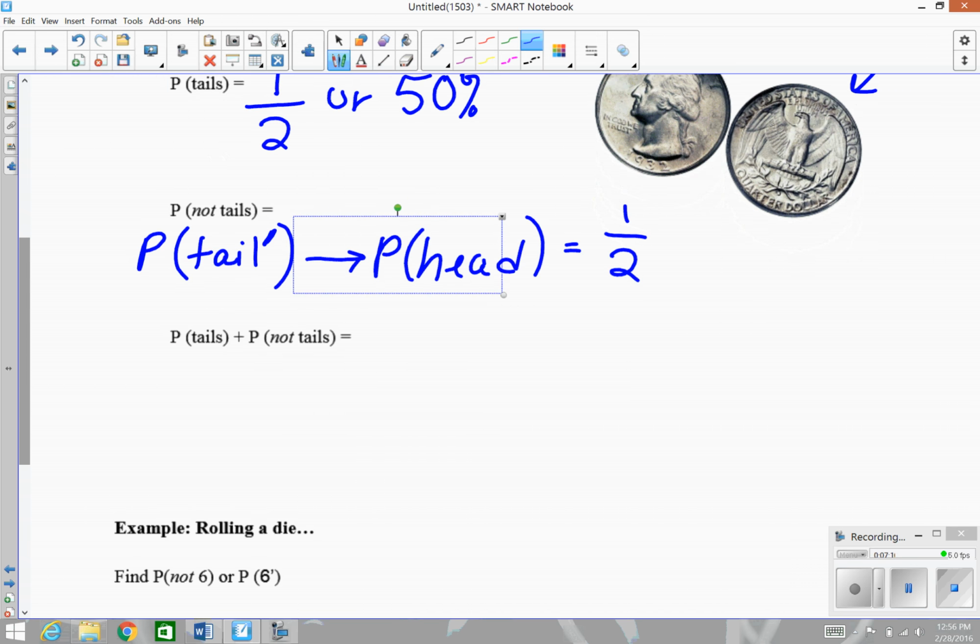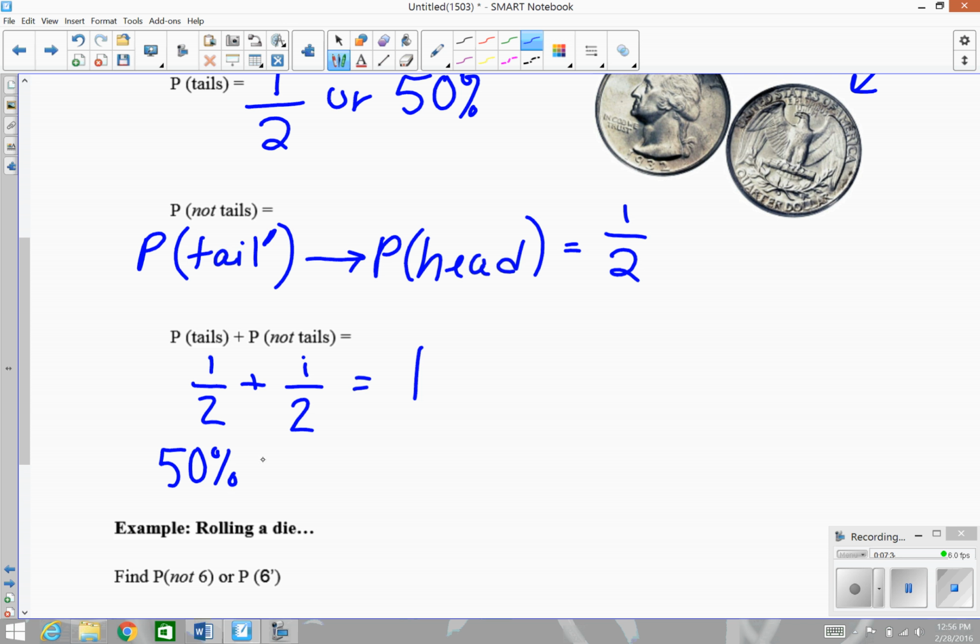So when we put these together, the probability of tails was 1/2, plus the probability of not tails is 1/2, and when you add those together, you get 1. Or if we're dealing with percents, tails is 50% odds, plus not tails is also 50% odds, and you put those together and you get 100% of your choices.